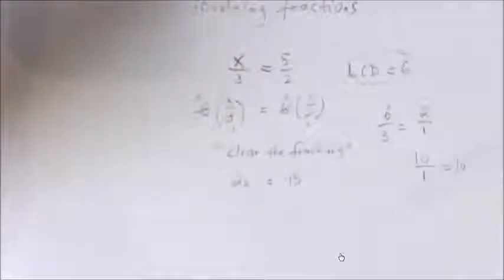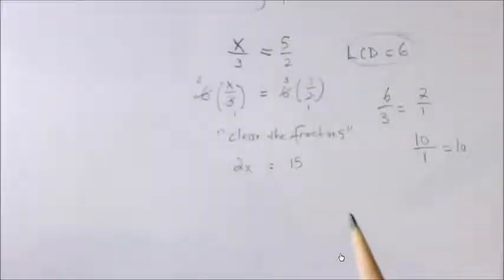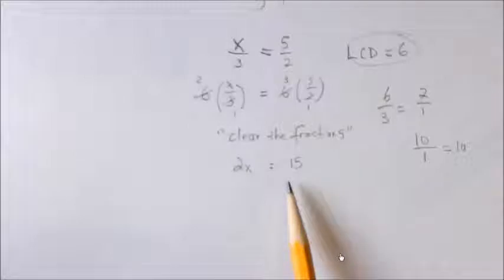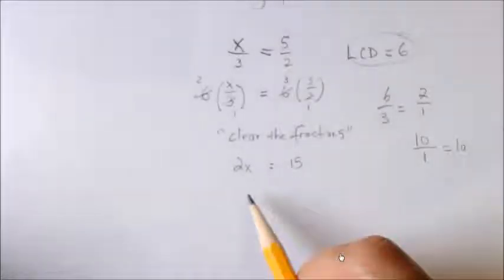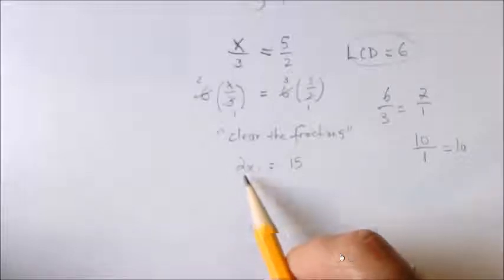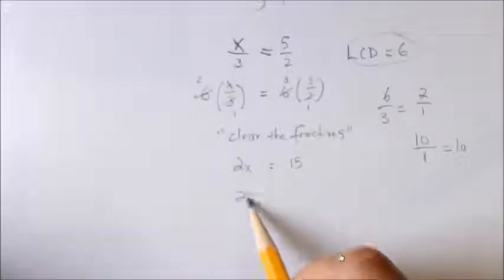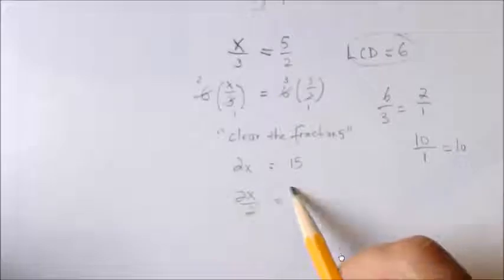So now I have 2x equals 15, and look what I did. I have cleared the fractions. They're gone. There's no denominators. This turns into a one-step equation. And so to get rid of the times 2, I'll divide by 2, but do it to both sides.